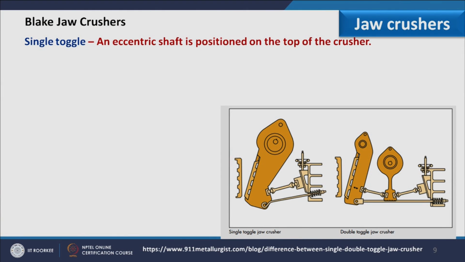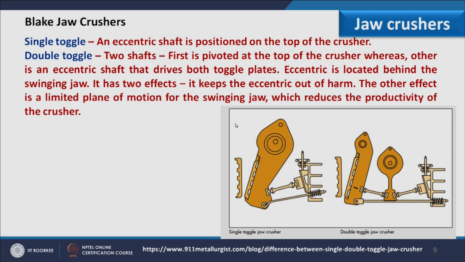Single toggle means an eccentric shaft is positioned on the top of the crusher. So, if you see this image, this is the fixed jaw and this is the moving jaw. This is pivoted at the top, and here we have this single toggle. So, this is called a single toggle jaw crusher, and in double toggle two shafts are basically used. First is pivoted at the top of the crusher, like if we consider this image, this is a double toggle jaw crusher. Here the first shaft is pivoted at the top of the crusher, whereas the eccentric shaft drives both toggle plates.